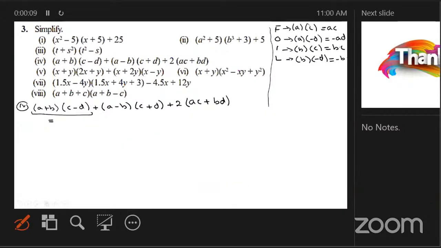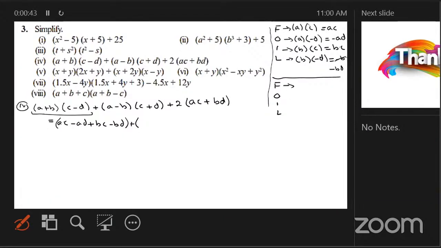We are solving this. This is minus BD. So we have these four things, that is AC minus AD plus BC minus BD. Okay. I put these things in brackets. Why? We have here sign of addition. Then I have again these two binomials. I write F, O, I and L.